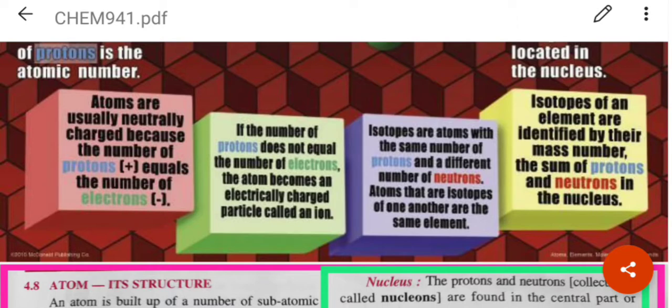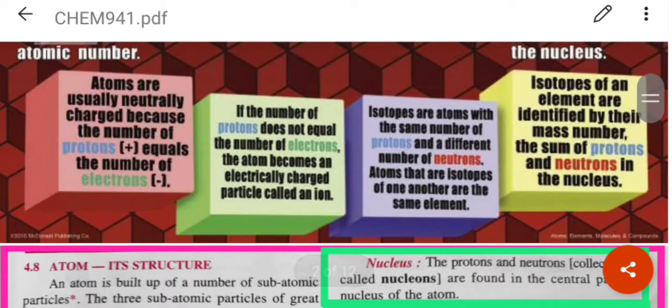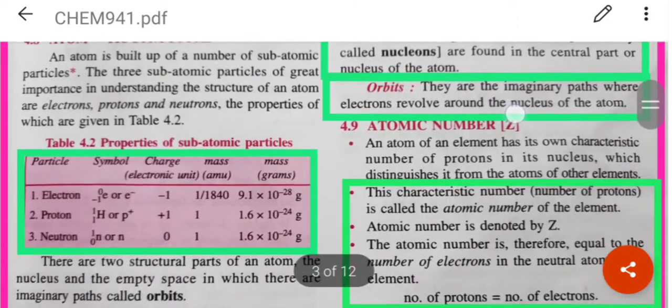Then in this chapter you are also going to learn about isotopes. Isotopes are atoms of the same element which have the same atomic number, that means the same number of protons, but different mass number due to different number of neutrons. Okay, so isotopes of an element can be identified by their mass number, the sum of protons and neutrons in the nucleus. Why? Because isotopes of the same element will have different mass numbers. So this was the introduction.